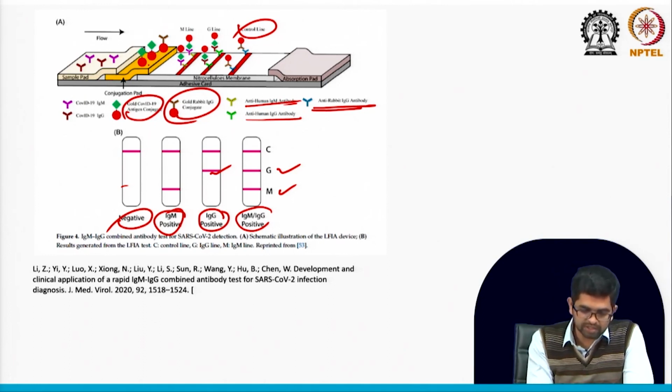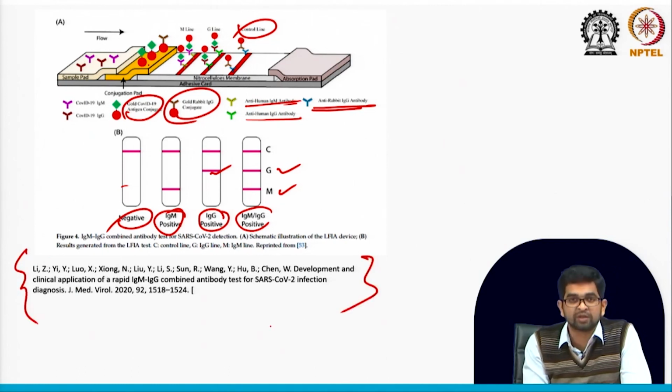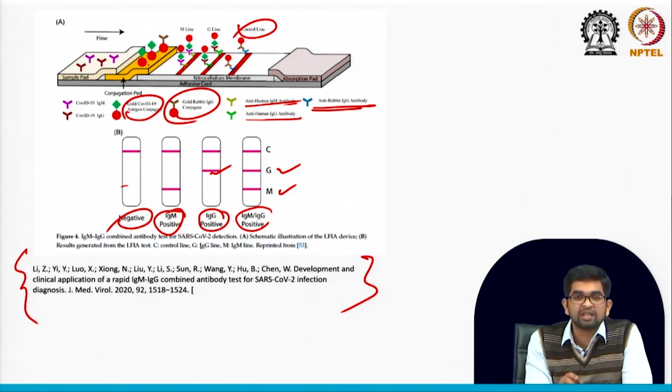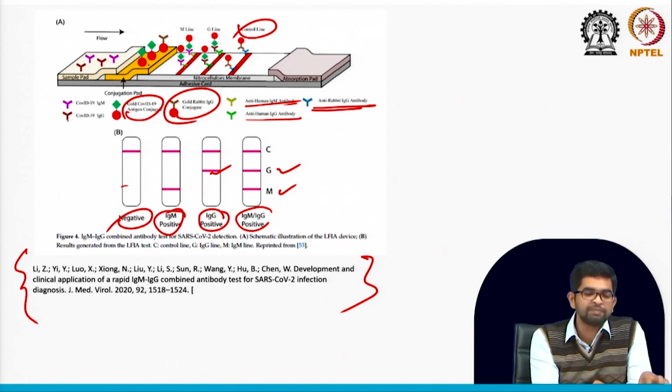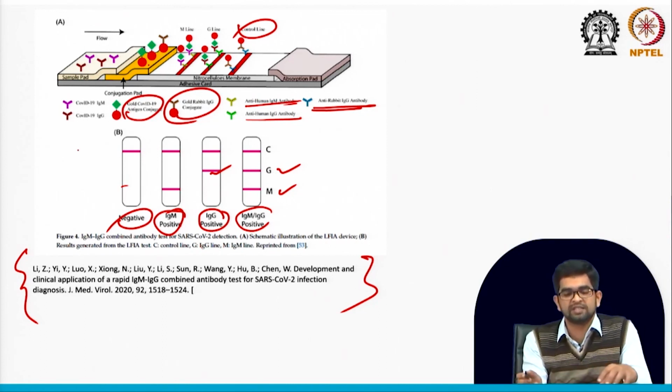Okay, so all these things are covered in much detail in this reference. You can go through it, but this is just a diagram of this lateral flow assay for COVID. If you use a very specific antibody for other diseases, you can go for viral disease detection, bacterial disease detection, or different kinds of disease detection.